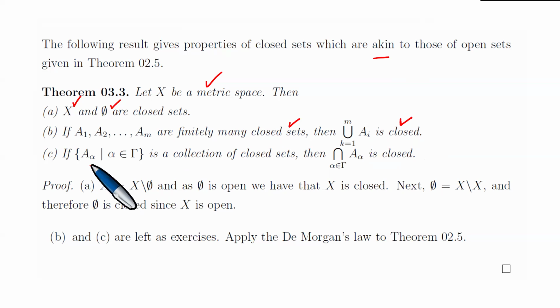If we take A alpha, with alpha an element of gamma, a collection of closed sets, then the intersection of the A alpha is closed. The intersection of the A alpha is closed. Okay, let us ponder on this and see what we can do.